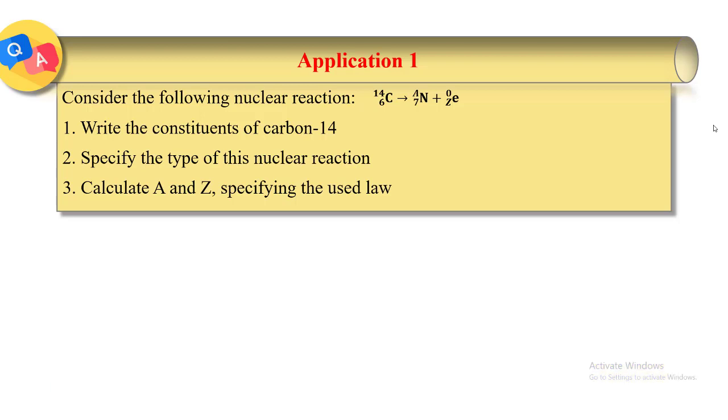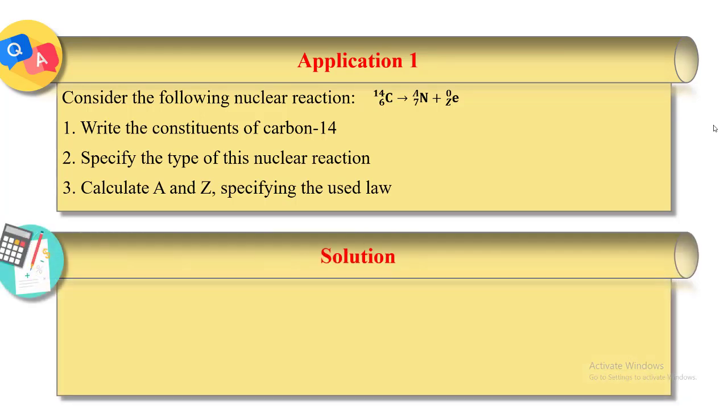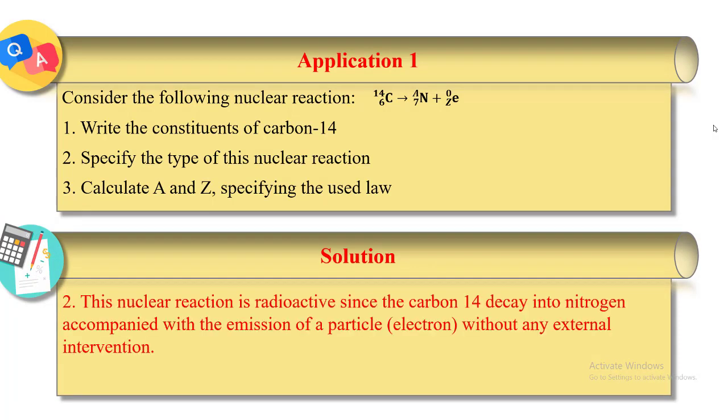In the second question, we have to specify the type of this nuclear reaction. The answer to this question is very simple. This reaction is a radioactive nuclear reaction, since the carbon 14 decays into nitrogen 14 accompanied with the emission of a particle without any external intervention.